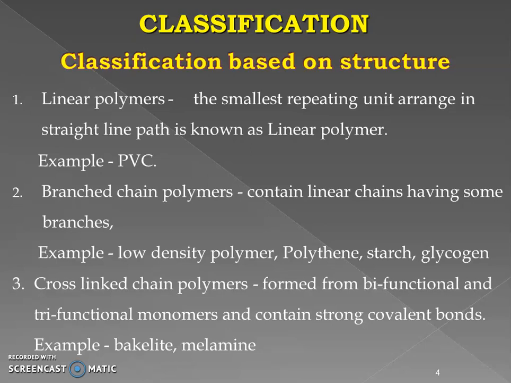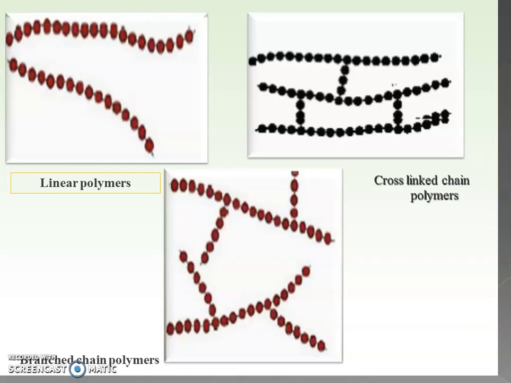Branch chain polymers contain a linear chain but have some branches. Examples are low density polyethylene, starch, or glycogen. These are a few examples. The third one is cross-link chain polymers. These are formed from bifunctional and trifunctional monomers and contain strong covalent bonds. Examples are bakelite or melamine.